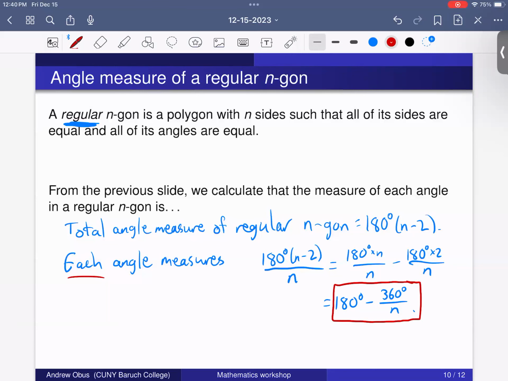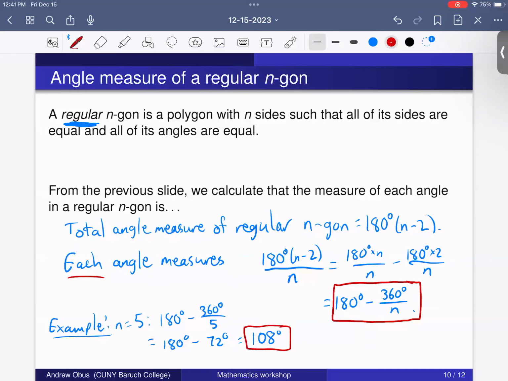Yeah, so this is it, right? So we get 180 degrees minus 360 degrees over n. So doing the pentagon example, if we do n equals 5, we get 180 degrees minus 360 degrees divided by 5, which is 180 degrees minus 72 degrees, and this turns out to be 108 degrees. So this would be an example for a pentagon. Each of the interior angles for a regular pentagon measures 108 degrees.